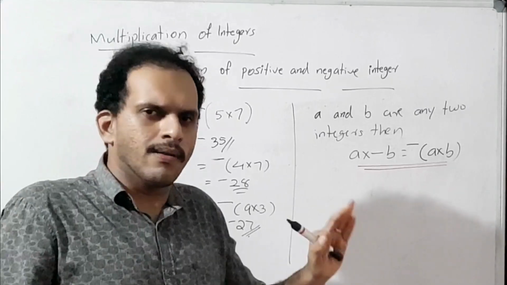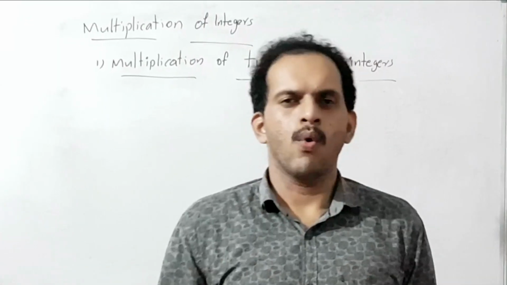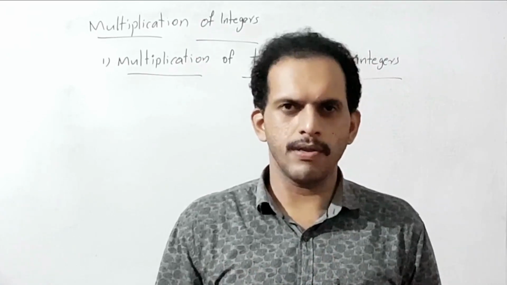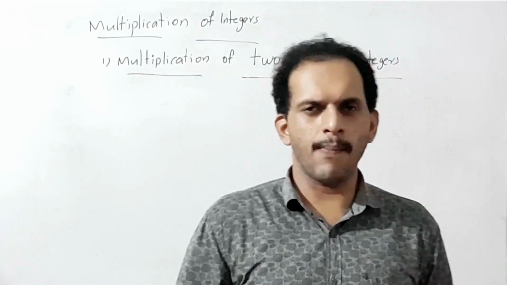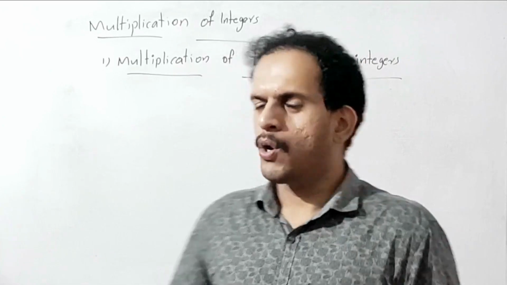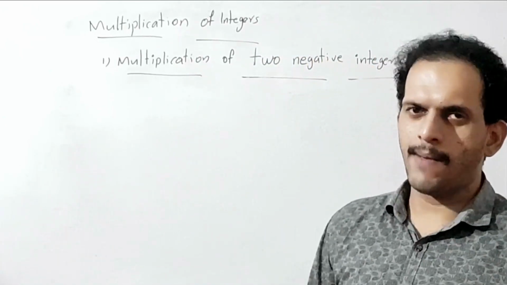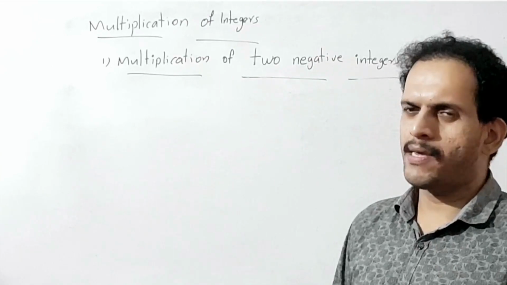Okay. Is the idea clear now? Now we know how to multiply one positive and one negative integer. Next, we are studying how to multiply two negative integers. Before that, I was explaining one idea here.